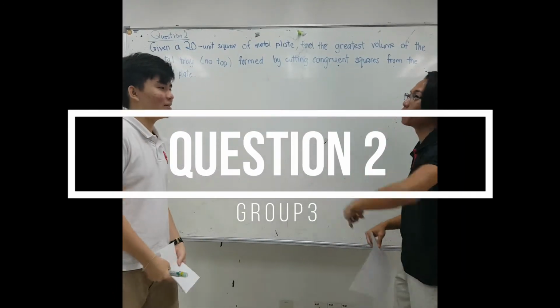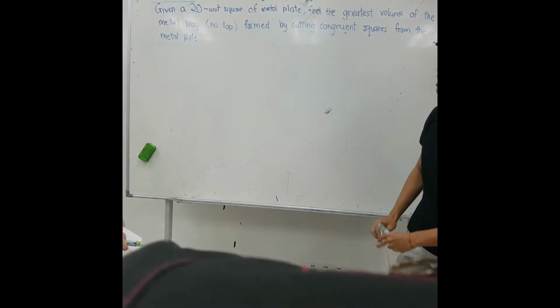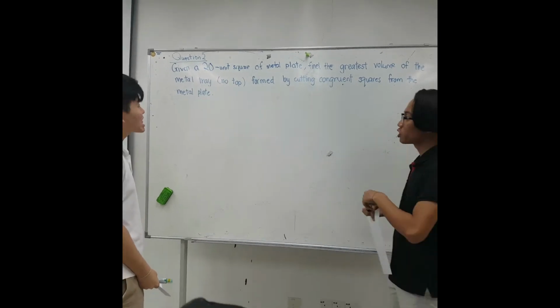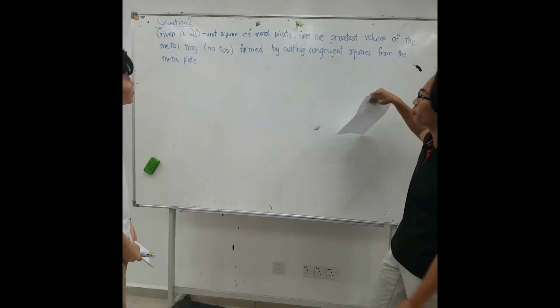Okay, so me and Huam will be answering question 2. So this is question 2, okay. The question is, given a 20 unit square of metal plate, find the greatest volume of the metal tray with no top, formed by cutting congruent squares from the metal plate.